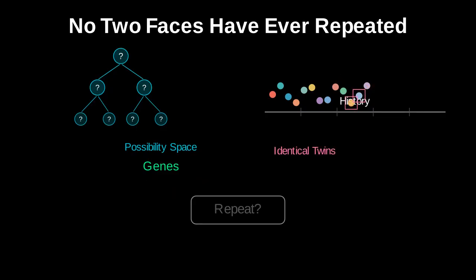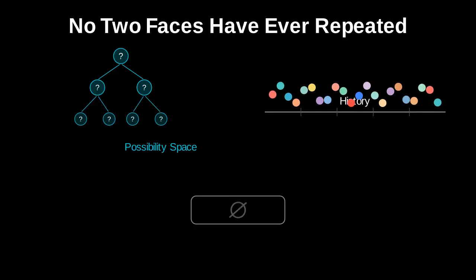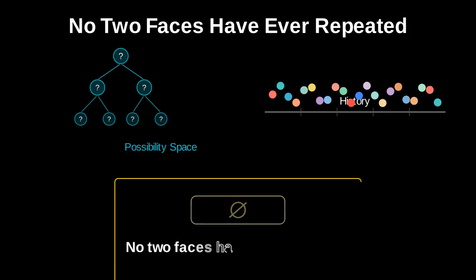Even identical twins diverge. Same DNA, different facial geometry. The system guarantees uniqueness. And our brains are wired to catch it. We distinguish faces at a glance, sensitivity that proves the differences are real. Across all humans who have ever lived, across every culture and century, the repeat slot has never been filled. No two faces have ever repeated in history.